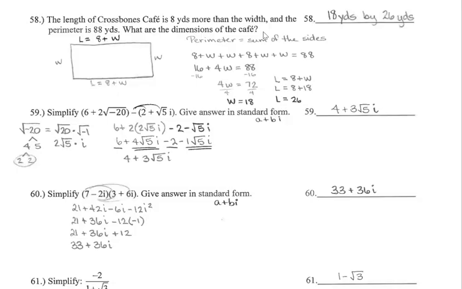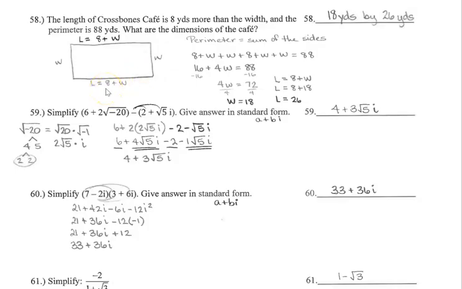Okay, so I drew myself a picture. You don't have to, but it just makes it easier for me to see. So it said that the length equals 8 more than the width. So I'm going to call the width W. That means these would be my widths, those would be W, and then this would be 8 plus W again.